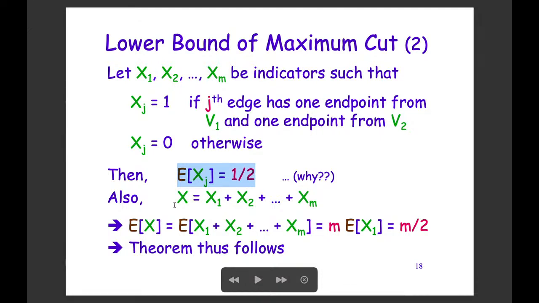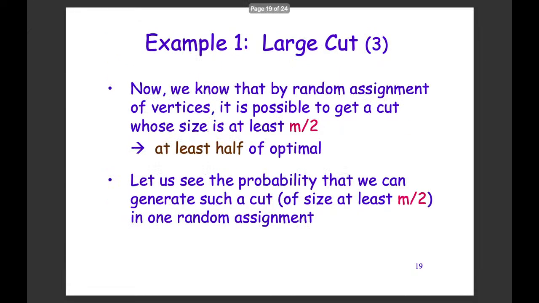This is an indicator. Now the big X that we have is simply the summation of all these indicators. We know this already, right? This is a simple observation. So by linearity of expectation, the expected value of x is equal to m times the expected value of x1, so it is m over 2. So it means exactly that the maximum cut cannot be greater than m, but on the other hand, the maximum cut will always be greater than or equal to half of m.